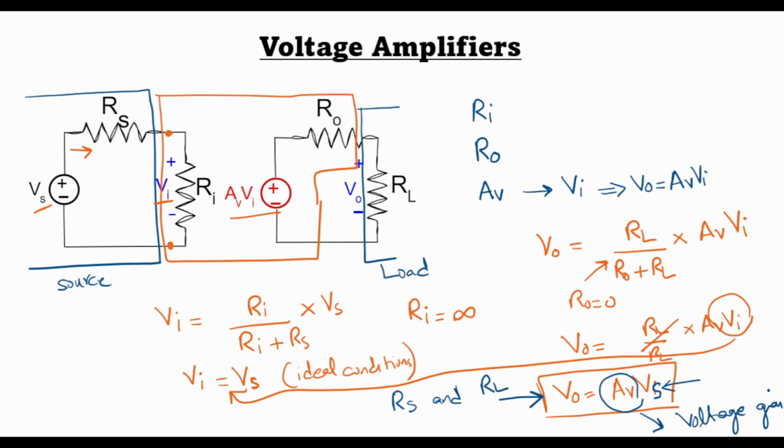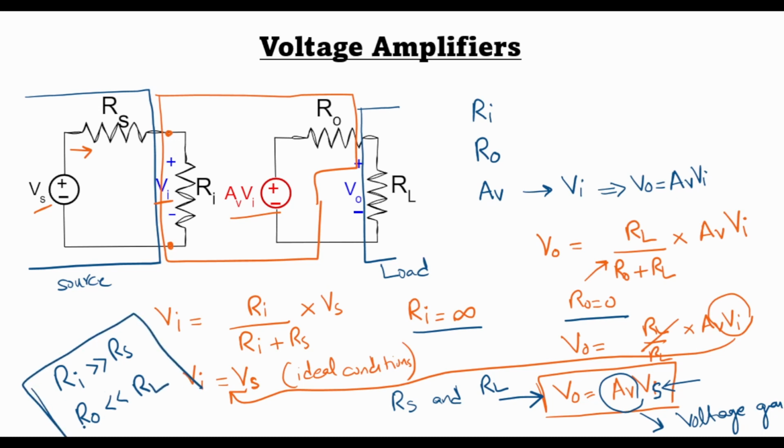AV. Now, in reality, we know that it is not possible for the input impedance of the amplifier to be infinity as well as for the output impedance to be zero. Therefore, to approach ideal conditions, we would like to have Ri much greater than the source resistance Rs. Similarly, R naught to be much less than the load resistance RL. So these two conditions, if they are met, then we would approach an ideal voltage amplifier.